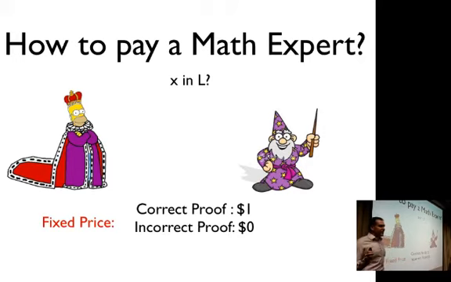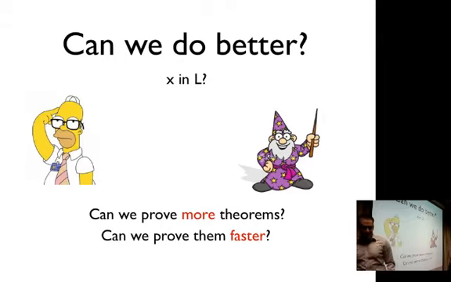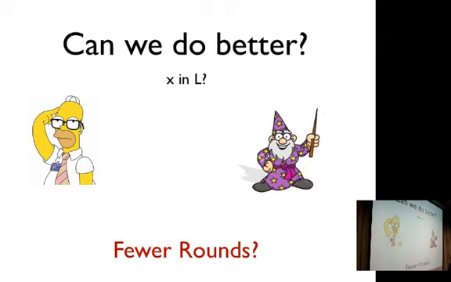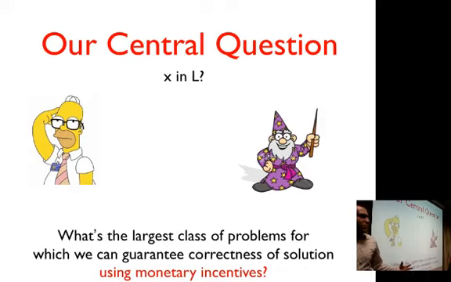His idea is that if Merlin cares about money so much, then maybe we can do things better than before. So Arthur tries to come up with a scheme where he can either prove more theorems, or maybe he can prove them faster. He doesn't need all this machinery and polynomial number of rounds and communication that he had before. In particular, what I'm going to show in this talk is that if we introduce money, then we can get interactive proofs with fewer rounds. And our central question in this talk is going to be, what is the largest class of problems for which we can verify the correctness using monetary incentives, or guarantee the correctness using monetary incentives?